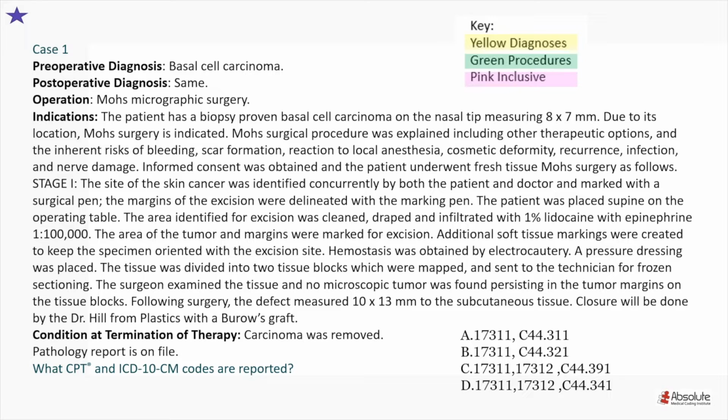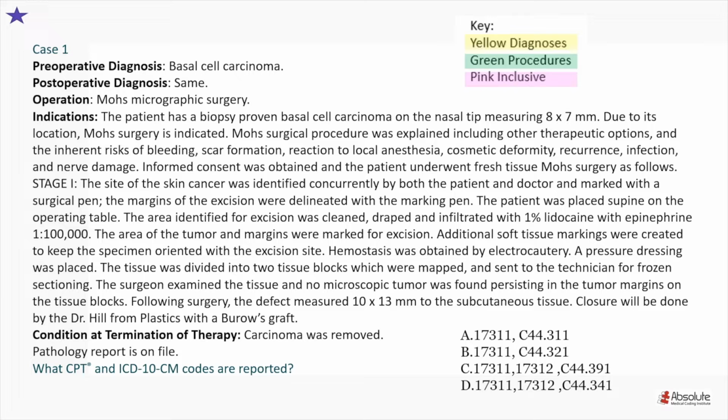Stage 1. The site of the skin cancer was identified concurrently by both the patient and the doctor and marked with a surgical pen. The margins of the excision were delineated with the marking pen. The patient was placed supine on the operating table. The area identified for excision was cleaned, draped, and infiltrated with 1% lidocaine with epinephrine, 1 to 100,000. The area of the tumor and margins were marked for excision. Additional soft tissue markings were created to keep the specimen oriented with the excision site. Hemostasis was obtained by electrocautery.